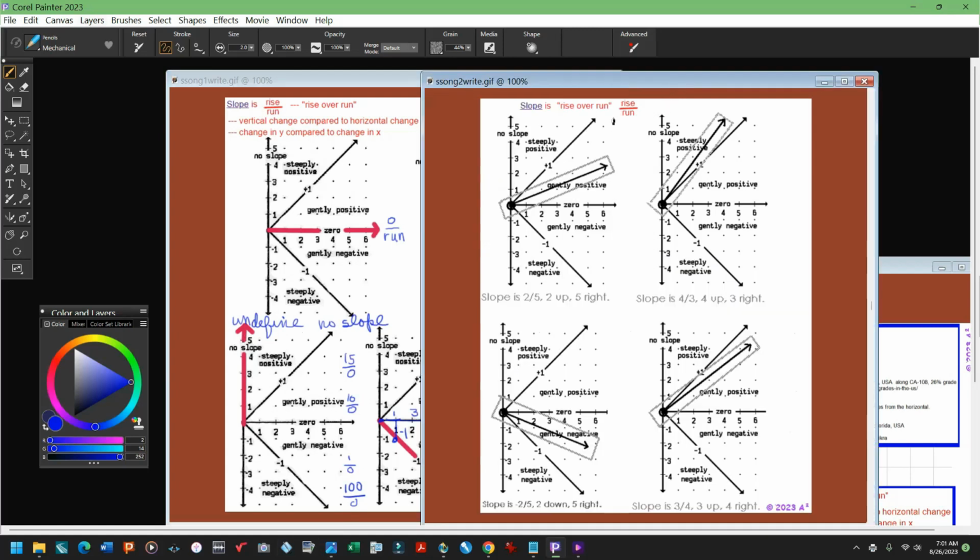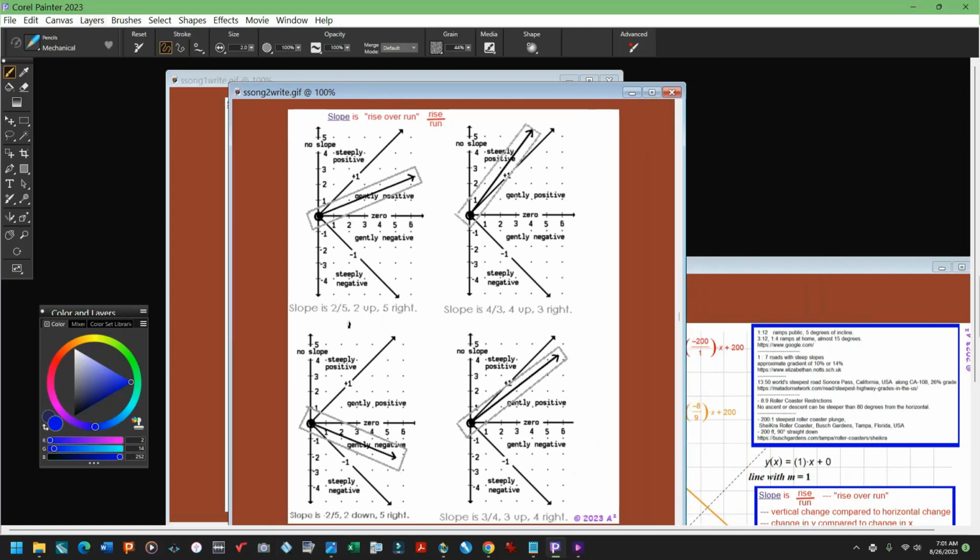If you consider a few more slopes, let's look at this one. Pick a point. Find another point on the line.